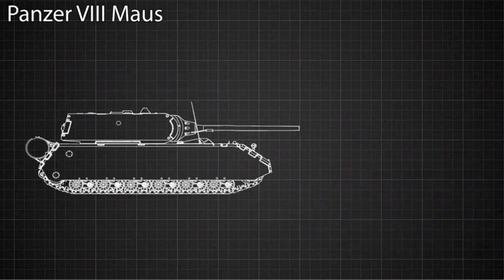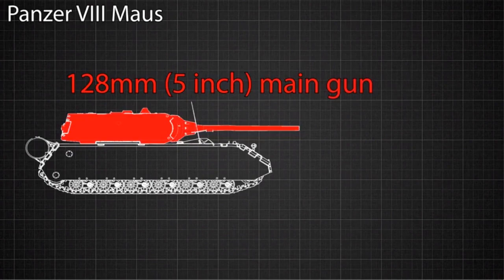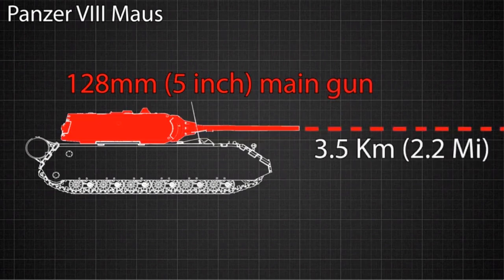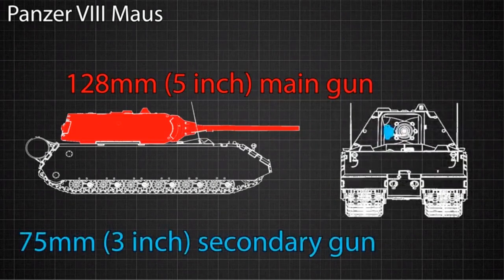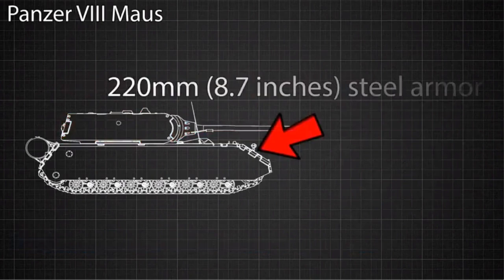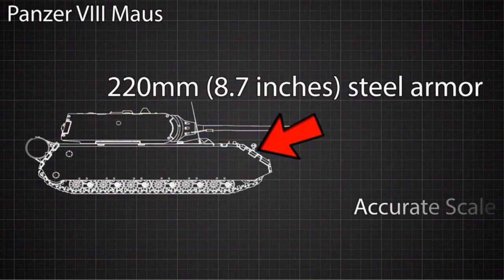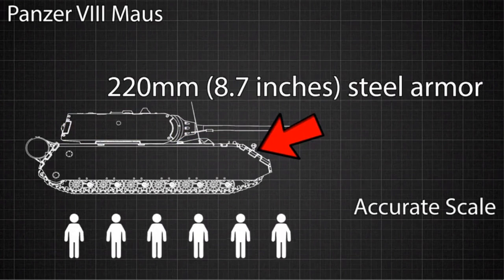This behemoth featured a 128mm main gun capable of destroying any Allied tank in the war from a distance of 3.5 kilometers. It also had a secondary 75mm cannon as well as 1 machine gun. It possessed 220mm of steel armor plating on the front and was intended to be operated by a crew of 6 men. Because of its sheer size, however, it faced numerous problems.